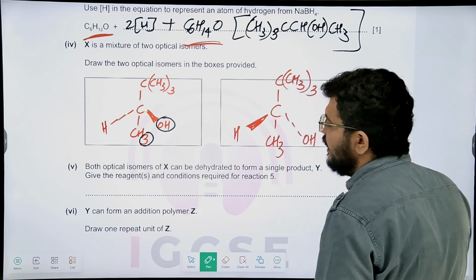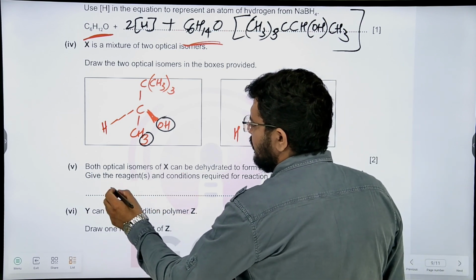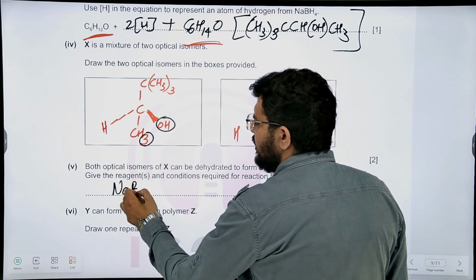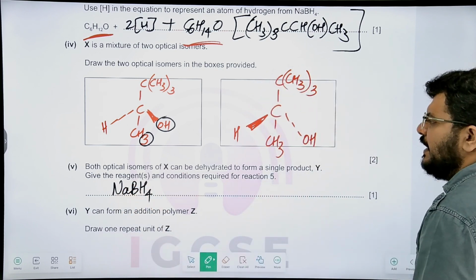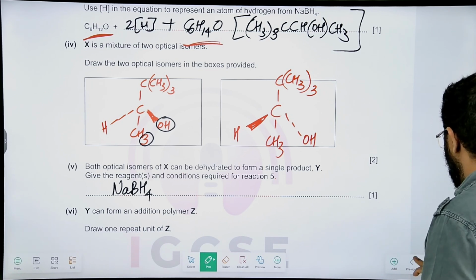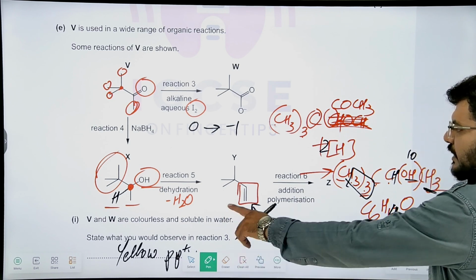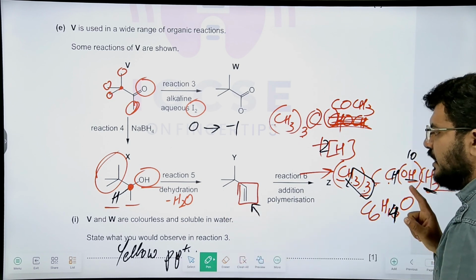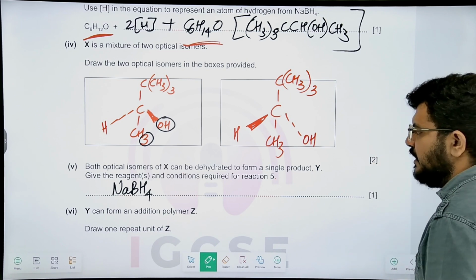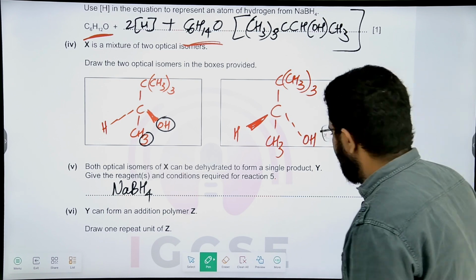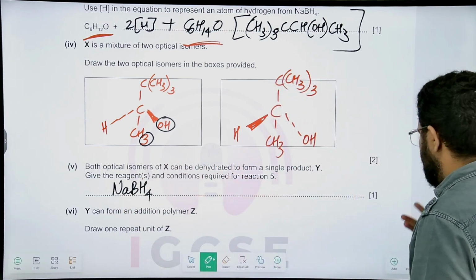So for dehydration, I think you can write NaBH4, it is just alcohol, right? So you can simply write NaBH4. Let's see, have they done any dehydration? Yes, they have. Just a second, they are asking to form a single product Y. Give the reagents and conditions. So NaBH4, I don't think it requires any conditions. So NaBH4 works, right?